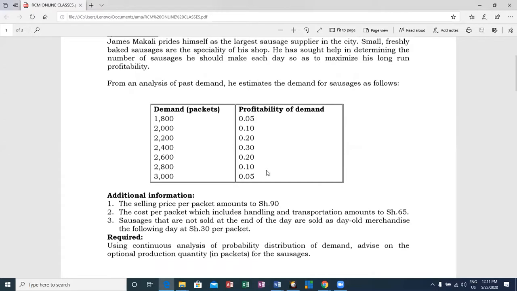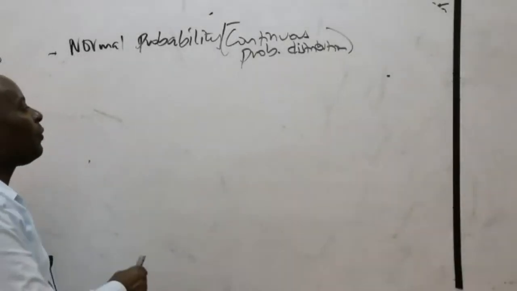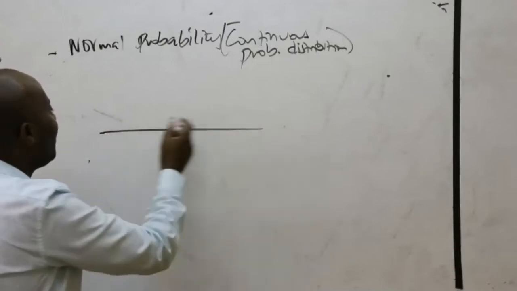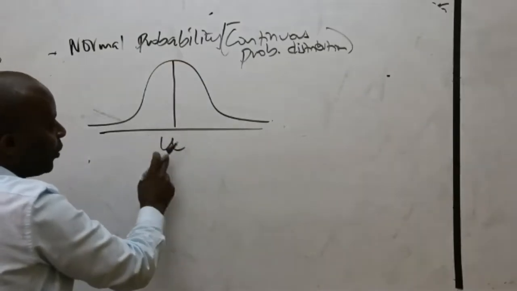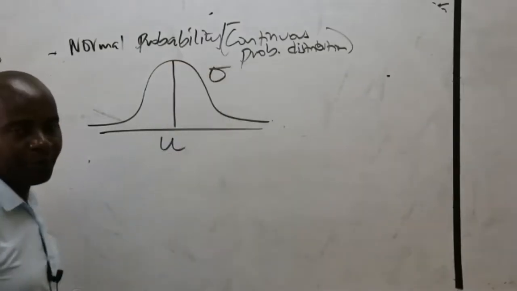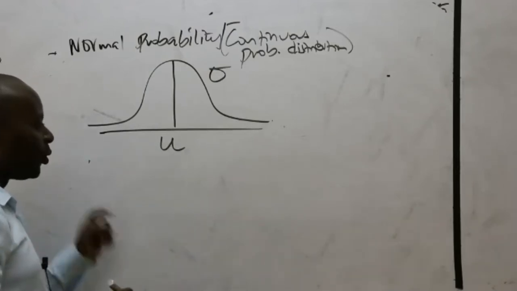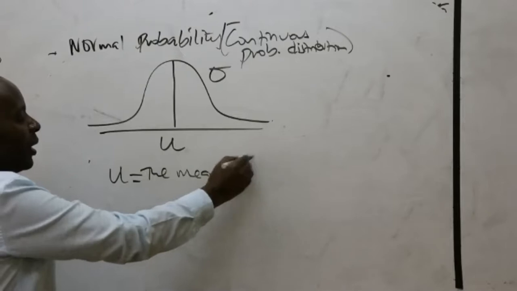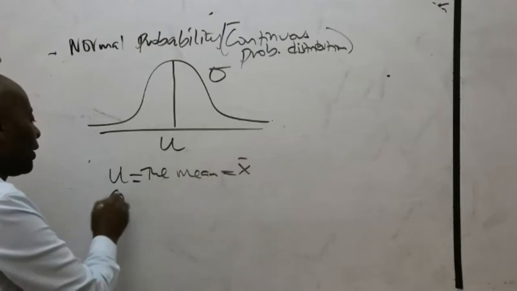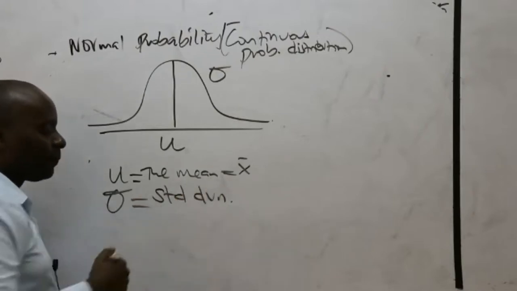So continuous means what, ladies and gentlemen? Continuous means that we are using our normal curve. And if it is our normal curve, the first thing that we need to do is to draw our curve like that. Remember that our normal curve is defined using the mean and the standard deviation. Remember, U is the mean, also known as X bar, and the standard deviation is written like this.